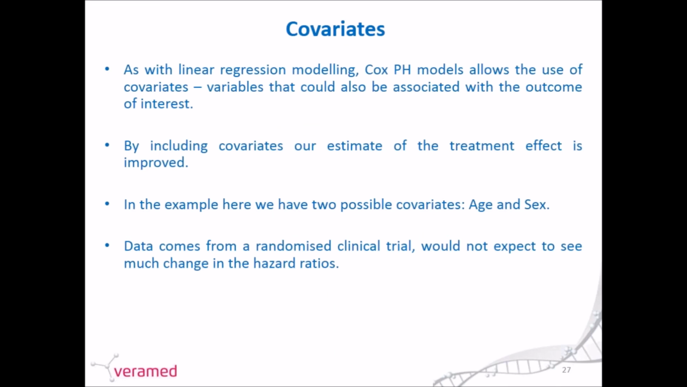So what we want to look at with the Cox proportional hazard method is the covariates. As I said, these are variables that could also be associated with the outcome of interest. By including these, we can improve the estimate of treatment effect compared to what we might get from the Kaplan Meier or our previous results. So in our example that I've talked about, there were 2 covariates, age and sex. Data like this that might be a randomized clinical trial, though, you wouldn't expect to see any change with these. If it's randomized across, you should have a fairly equal distribution of those.